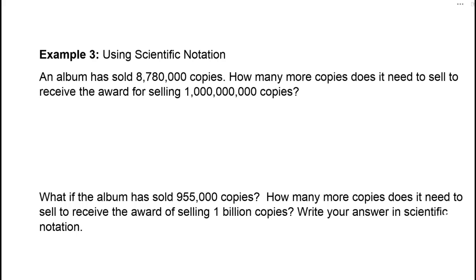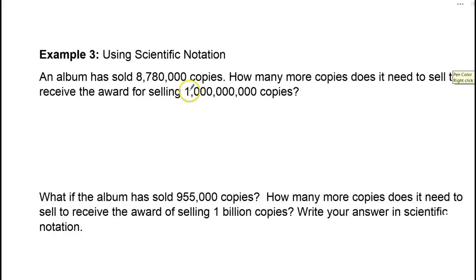Example 3, we need to use scientific notation. So an album has sold 8,780,000 copies. How many more copies does it need to sell to receive the award for selling 1 million copies? Okay, so basically, wait a second, what did I do? Oh man, alright, I totally messed this up.